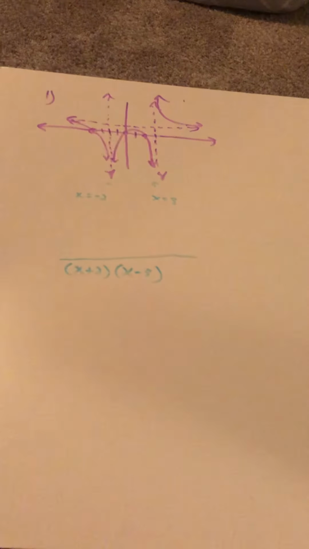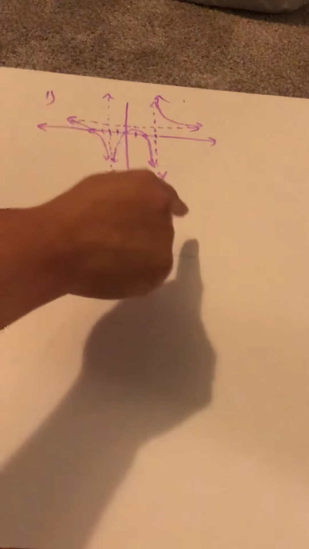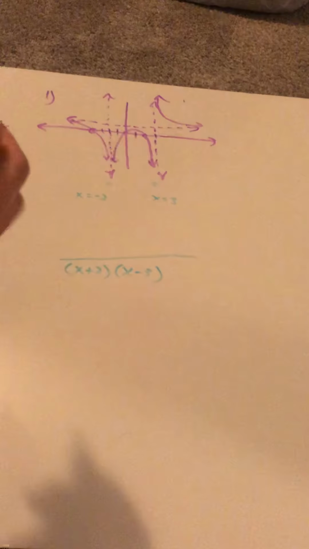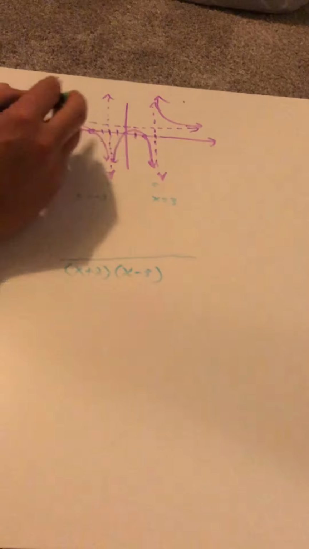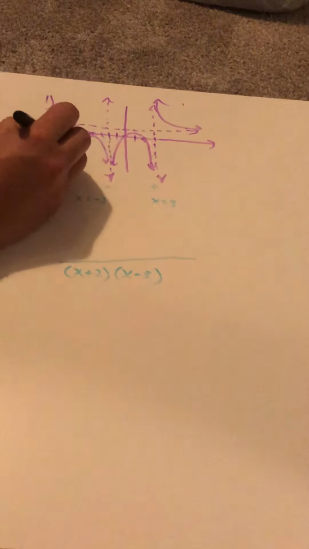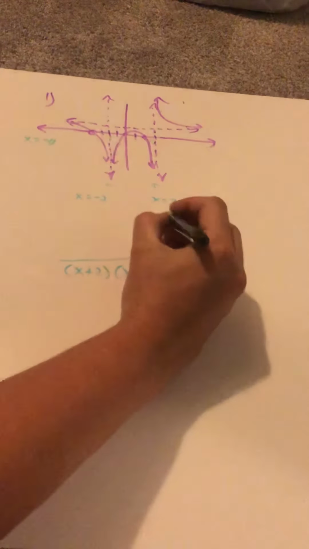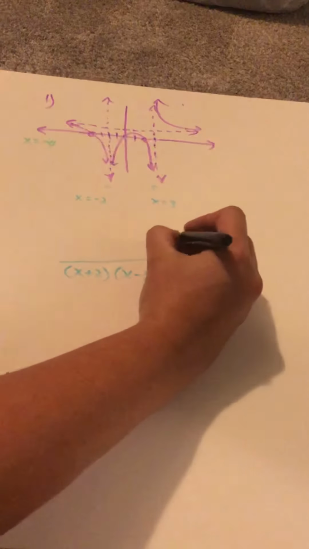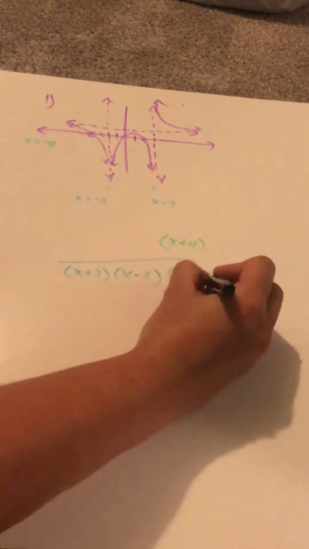Now, anytime you have a hole, such as this, the hole goes into top and bottom. So I'll do the hole here in green. This hole happens at 1, 2, 3, 4. So x equals -4 is a hole. Again, change it to a factor, and it goes in both top and bottom. So x plus 4 goes into the top and the bottom.